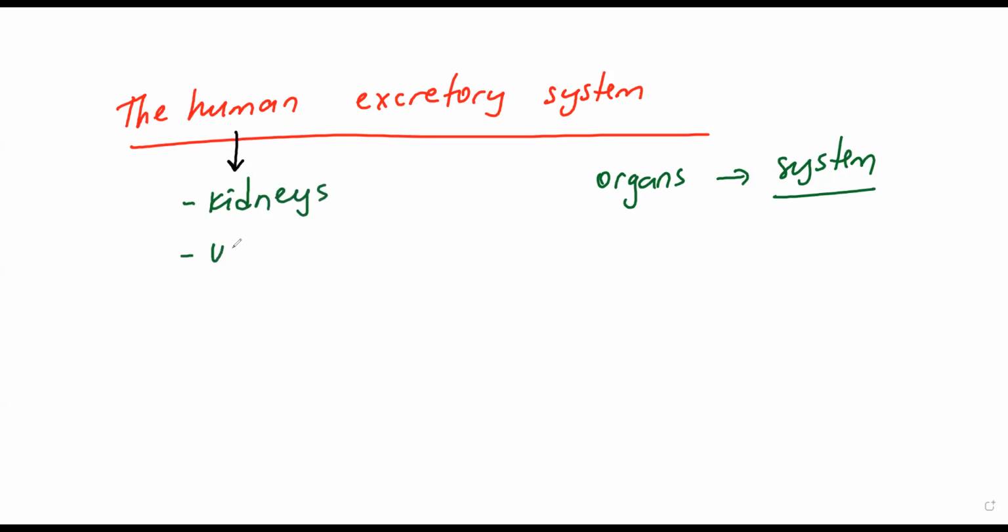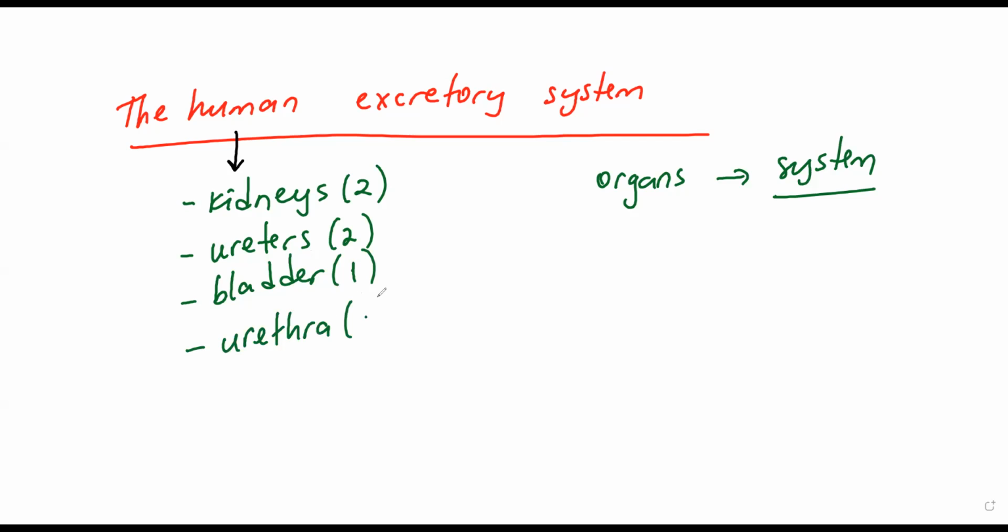Then we have ureters. We have two of them. I'm writing the number. So we have two kidneys, we have two ureters, we have one bladder, or we call it the urinary bladder, and we have one urethra. So these are the major organs of our excretory system. Actually, as you see, it contains 6 organs: 2 kidneys, 2 ureters, 1 bladder, and 1 urethra. And we will talk about their location.